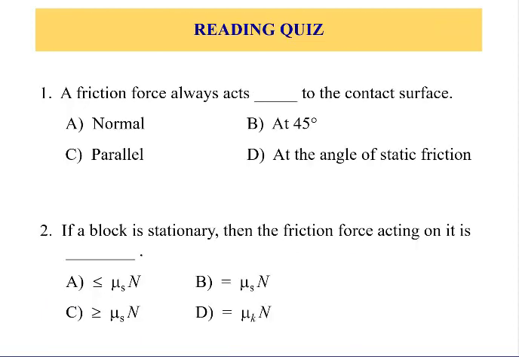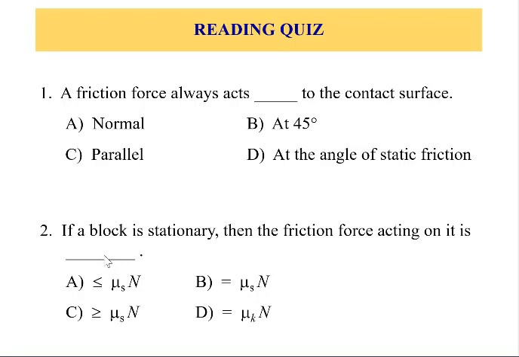Friction is a force that resists the movement of two contacting surfaces that slide relative to one another. This force is always tangent to the surface at the point of contact. And therefore the answer for the first reading quiz is: friction forces always act parallel to the contact surface.